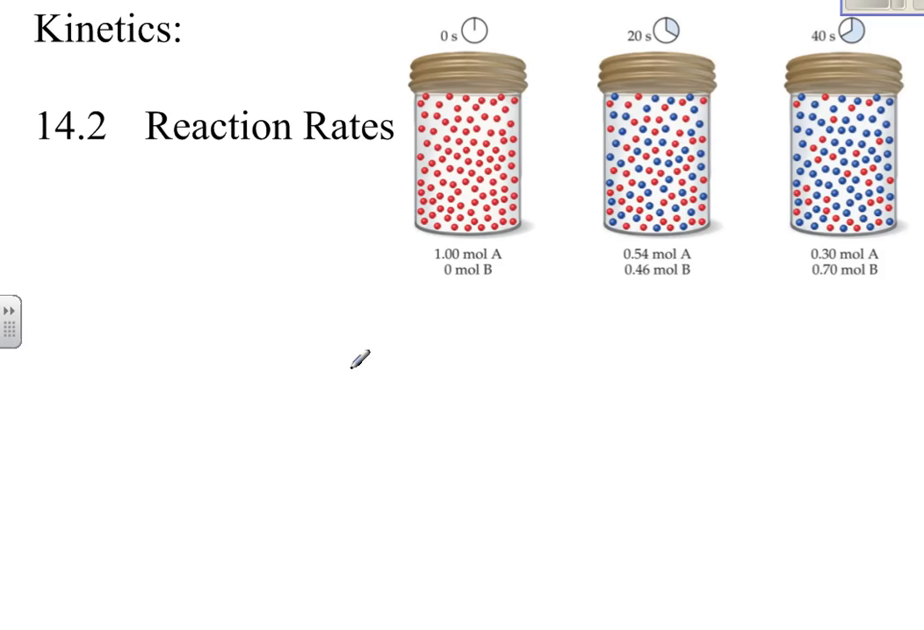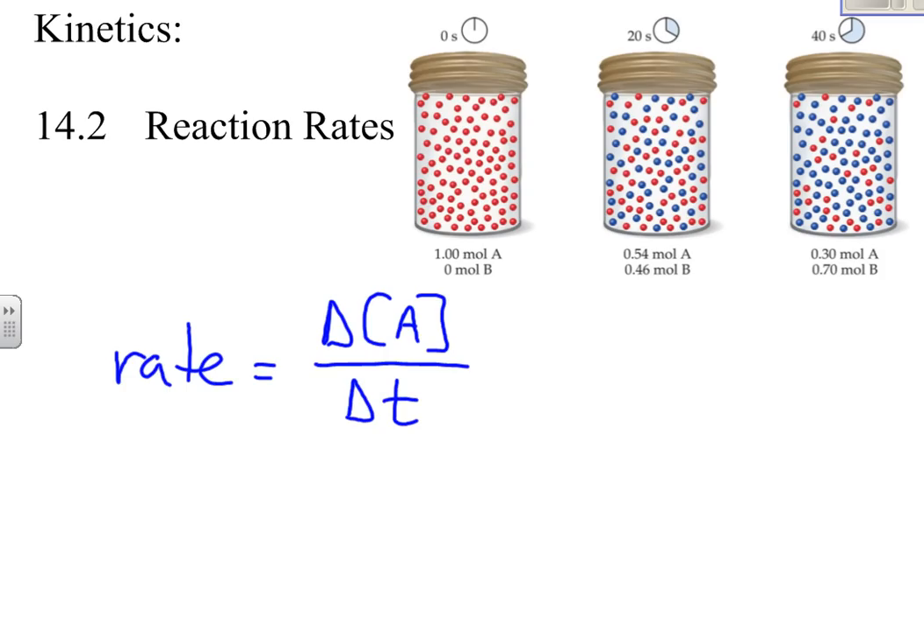Now typically what we do is we look at changes in concentration. Concentration is something we can measure in the lab in a variety of different ways. So if we take a look at this reaction, then, for instance, we might measure the rate of this reaction as the change in the concentration of A over the change in time. Okay, so we'll take a look at a couple of examples of this.